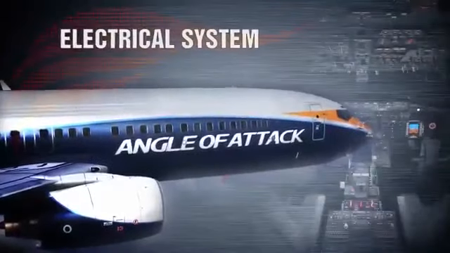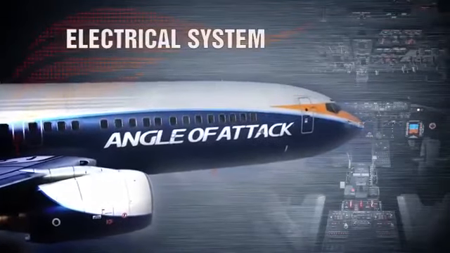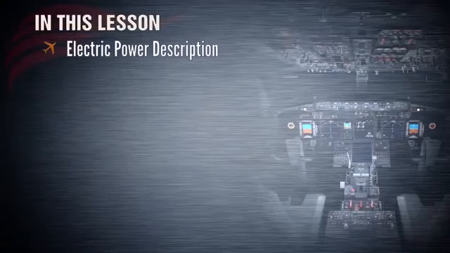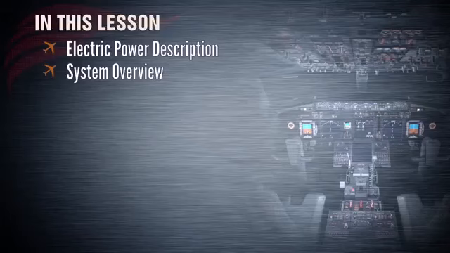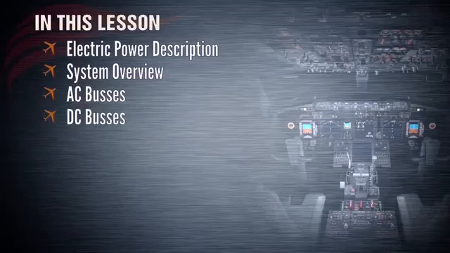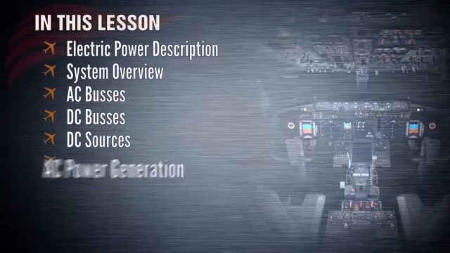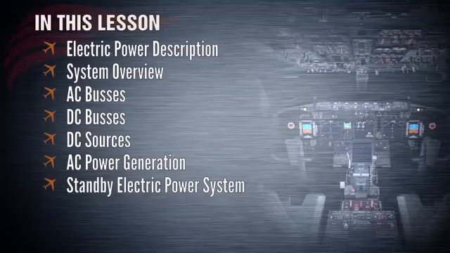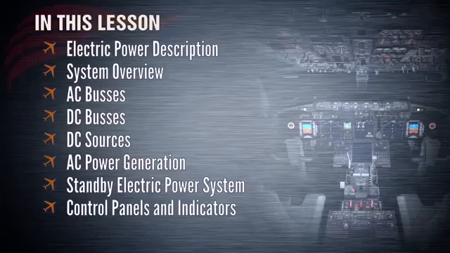Hello, and welcome to the electrical system lesson in the PMDG 737 Next Generation Groundwork from Angle of Attack. This lesson will cover the following topics: electric power description and types, 737NG electrical system overview, AC electric buses, DC electric buses, DC power sources, AC power generation, standby electric power system, electric system control panels and indicators, and a lesson summary.